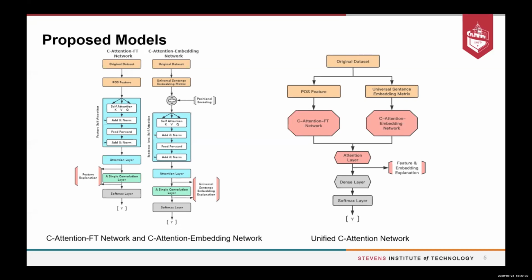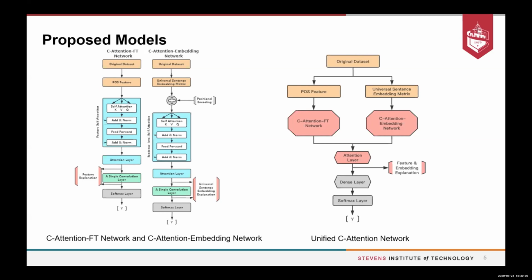But why do we need positional encoding in the C-attention embedding network, but not in the C-attention FT network? The attention network in our architecture has no recurrence, but in order to use the sentence embedding features, we need to know the position and order of each sentence in the attention embedding network. On the other side, POS features don't have the position information. That's why we can omit positional encoding in the attention FT network.